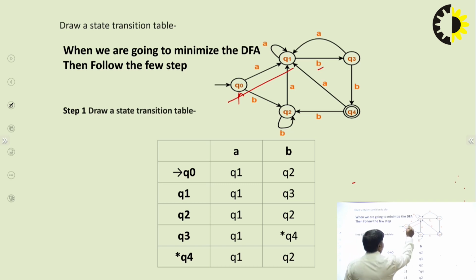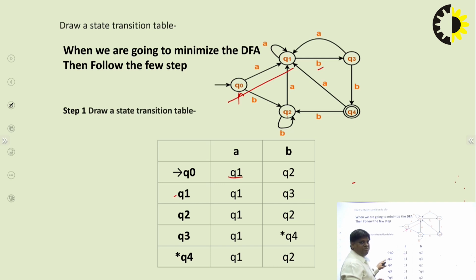From Q1 on A, we find the state Q1. From Q0 on B, we find Q2. This is the method by which we find the transition table of any given problem. When we are going to minimize the DFA, the first step is to draw the transition table, and we draw the transition table with the help of the transition function.